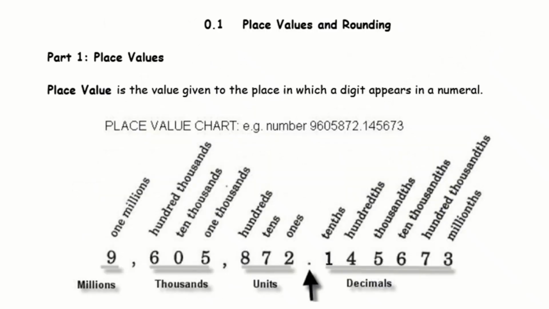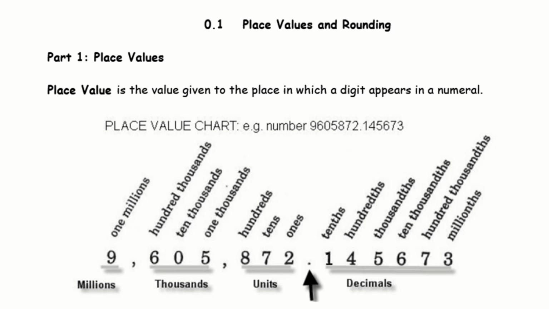In this lesson, we are going to see how to identify place value and how to do rounding. Part 1. Place values. Place value is a value given to the place in which a digit appears in a number. So for example, in this number 872, the place value for 8 is hundreds, and it represents 800. And for 7, the place value is tens, so 7 represents 70.